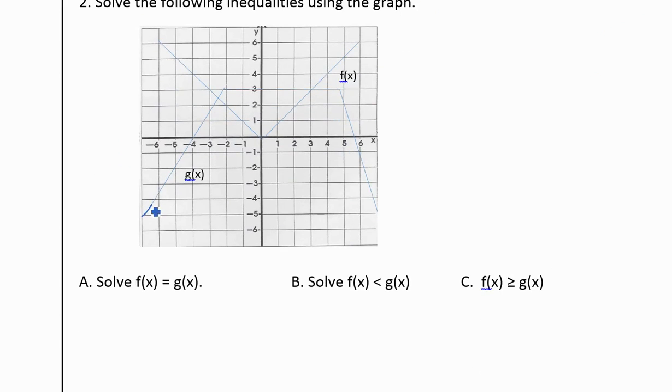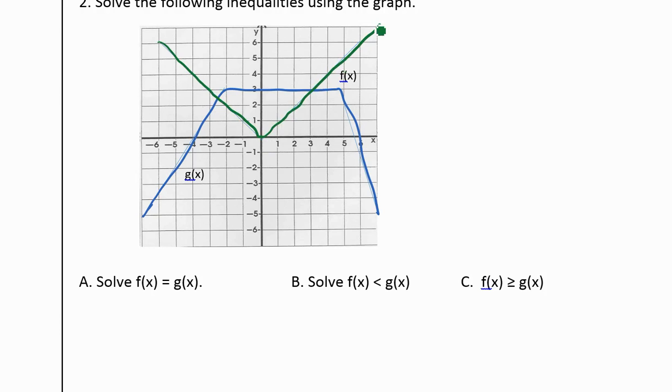And this is going to be g of x in blue. And we'll make f of x in green here. And these aren't really polynomials, but that's okay because we're really just talking about any functions.